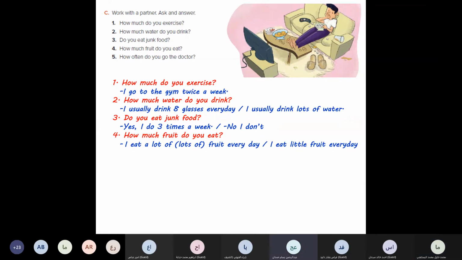How often do you go to the doctor? I sometimes go to the doctor when I am sick. Good.